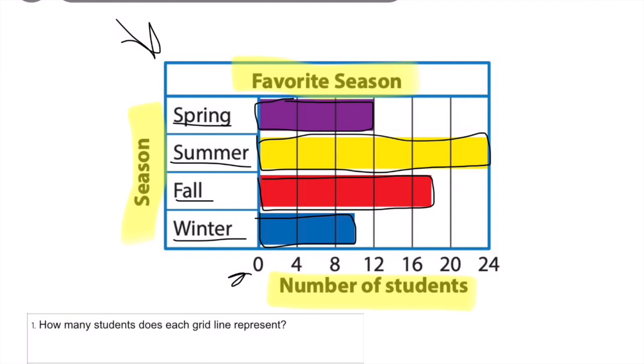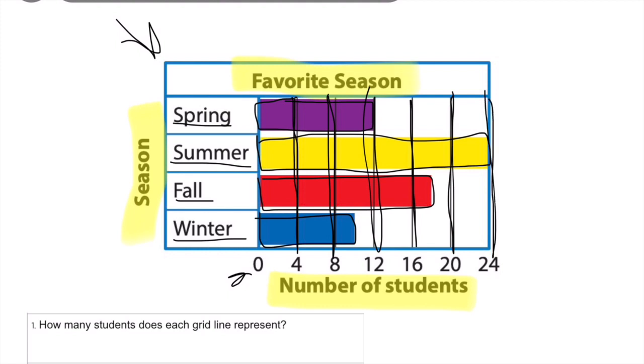So now I want to point out the grid lines. These are the vertical lines that go up and down on the bar graph. Each one of these goes with a number. So the first line goes with 0, and then it goes to 4, 8, 12, 16, 20, 24. So each grid line represents 4 students because it's counting by 4s. It's increasing by 4s every time.